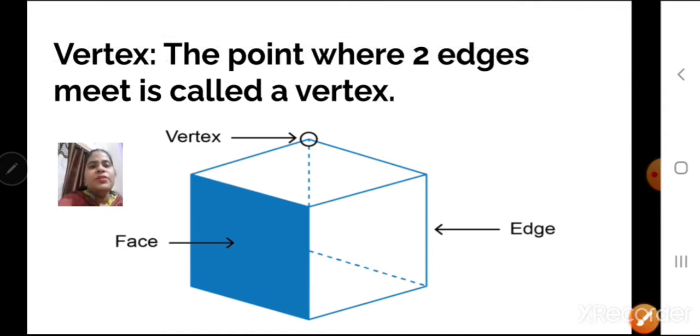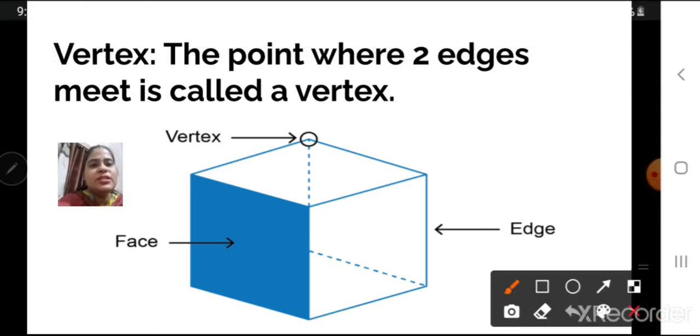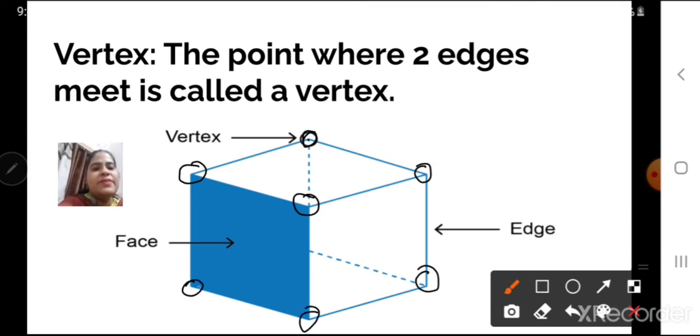Next children, we have vertex. Now what is a vertex? The point where two edges meet is called a vertex. It is like a corner also. Now how many vertices do we have? See here children, this is a vertex, correct? Here we have one more vertex. 1, 2, 3, 4, 5, 6, 7, and the one behind is 8. So there are 8 vertices in a cube.